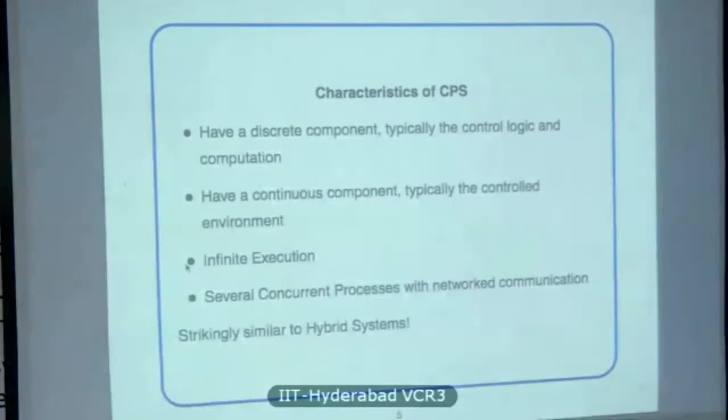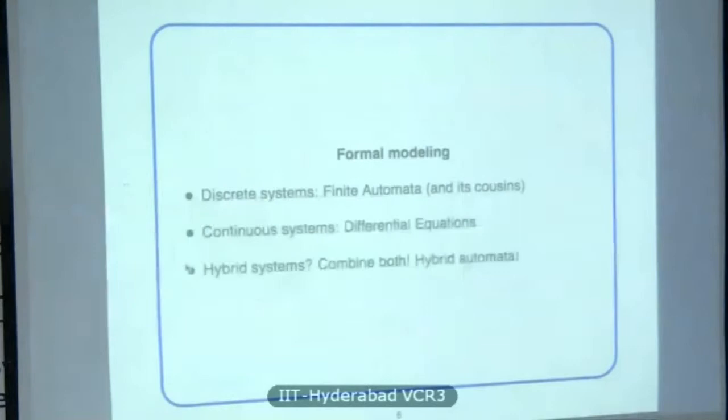And there are several concurrent processes. It's not just one process that's running. Several concurrent processes which have network communication. This network communication is an extra phase that I added, and with this addition, it actually becomes exactly a cyber-physical system. Without this phase, it's actually a hybrid system. So what I'm saying is that cyber-physical systems are very similar to hybrid systems. Hybrid systems also have all these properties, except that network communication is not emphasized in hybrid systems. So clearly, hybrid systems and all the techniques that are used for modeling and verification of hybrid systems automatically lend themselves to formal modeling of cyber-physical systems.